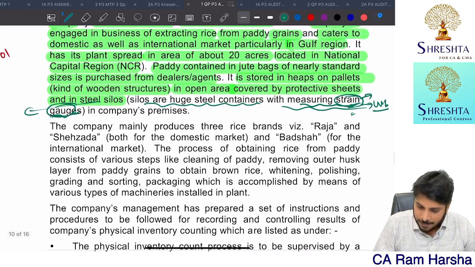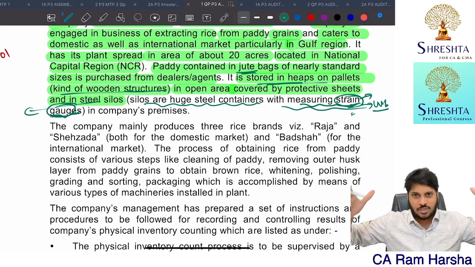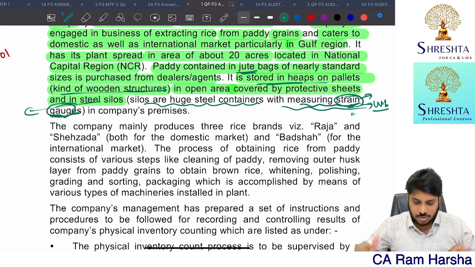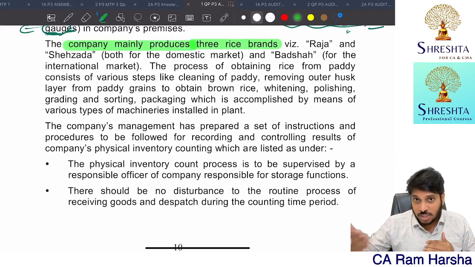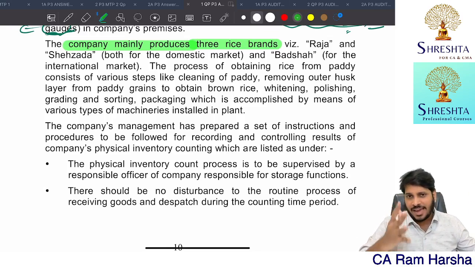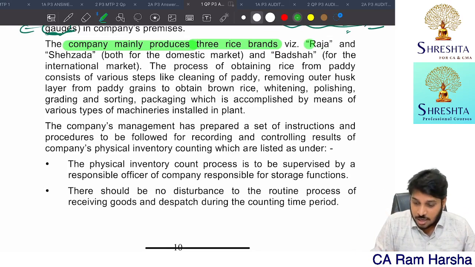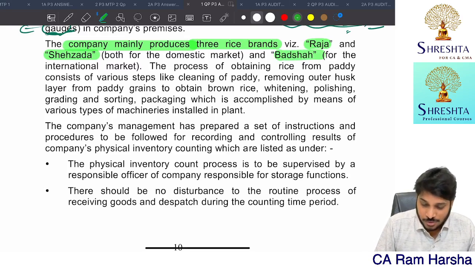And paddy is contained in jute bags. It is stored in heaps on pallets. It is just kept bag on bag like that in the wooden structures. Fine. The company mainly produces 3 rice brands. They purchase paddy, process it and convert it into rice, then pack it in rice bags and sell it. Raja brand, Shenzada, Badshah. One is for the domestic market and another for the international market.